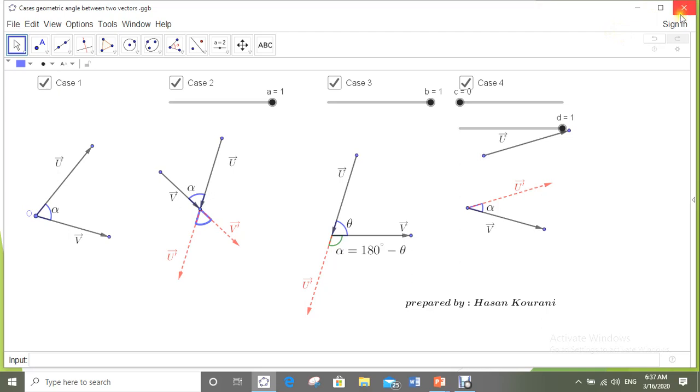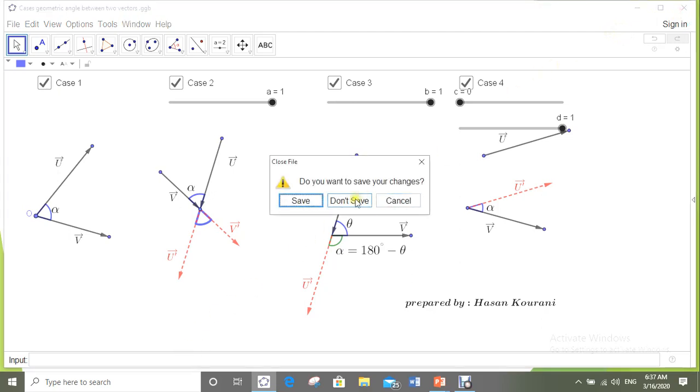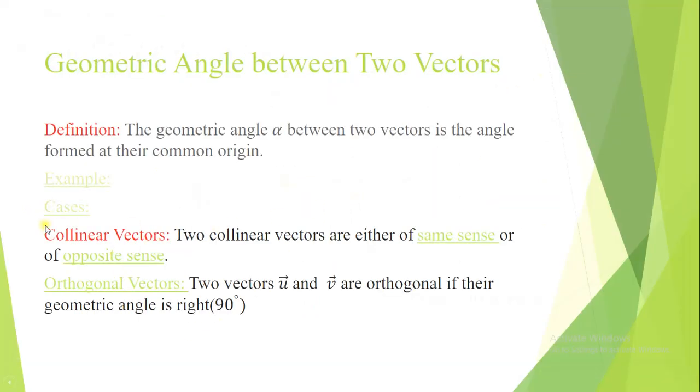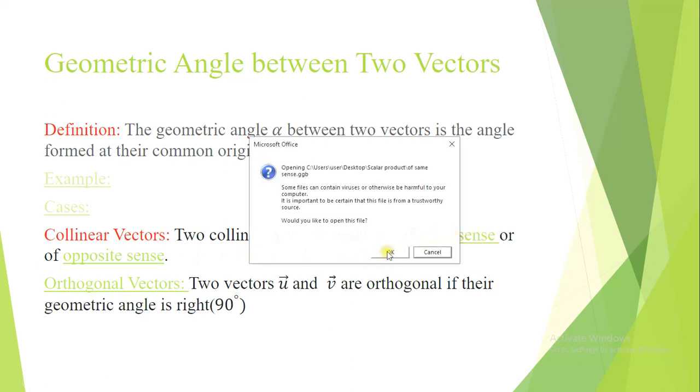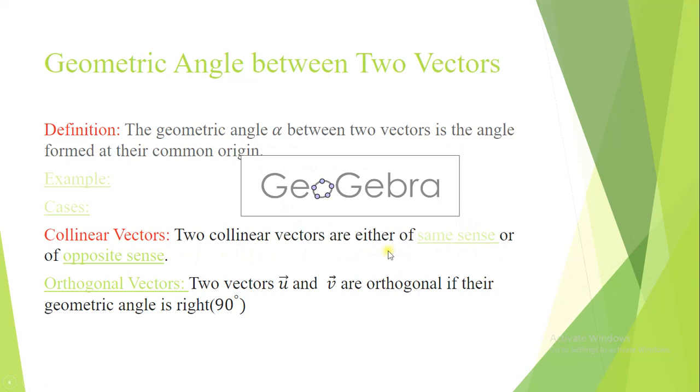Okay, let's see other cases. We have a special case where we have collinear vectors. You know, two collinear vectors are either of the same sense, or of opposite sense. What if they are of the same sense? What about the geometric angle between them?